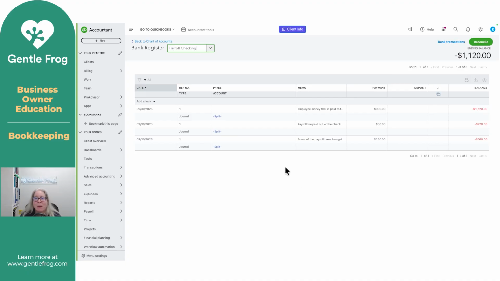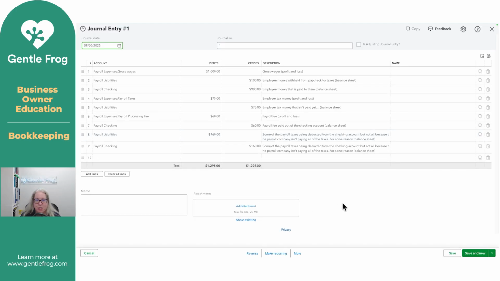So I'm just going to circle back, take us back to the journal entry just so you can see it, and then we'll close. So this is the journal entry. It's all nonsense numbers. It's just an example to help you see the logic.